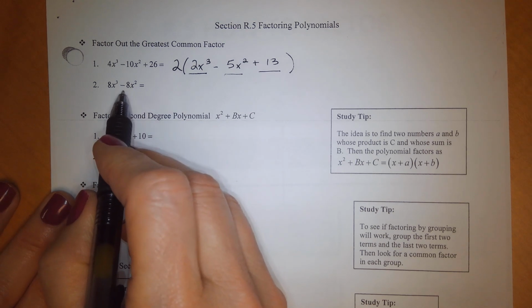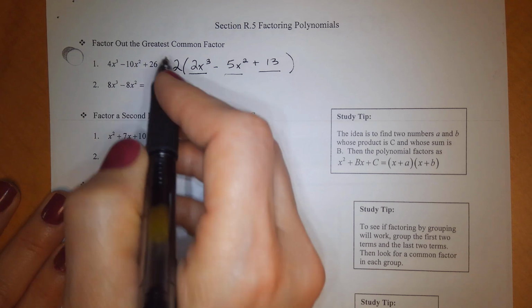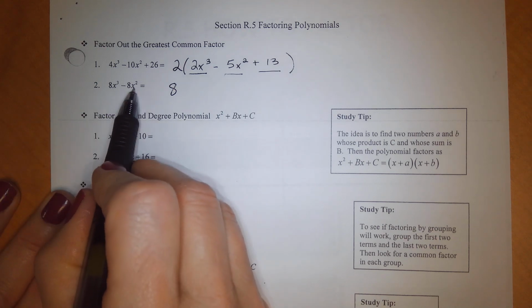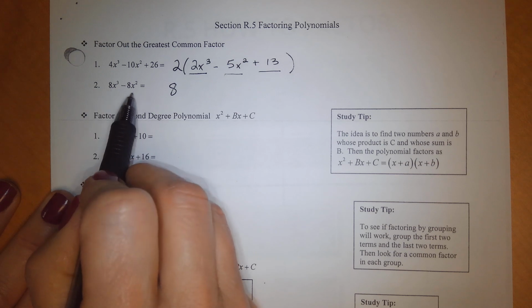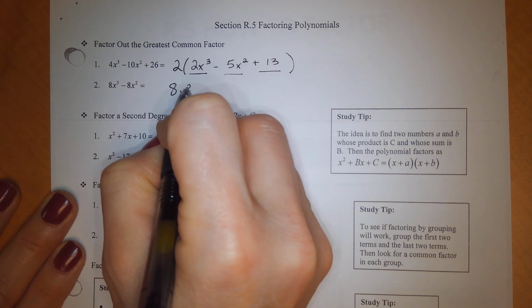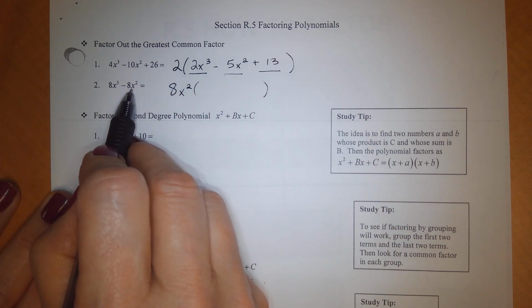So let's look at the next one. There are 2 terms, and they both have an 8 as a coefficient, so I can pull that 8 out in front. Also, they both have an x as a variable. This has 3 x's to take, this only has 2. So at the most, I can take out 2 x's, since this only has 2 to give.